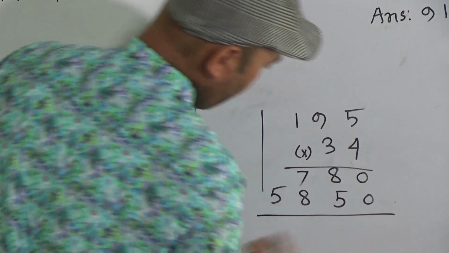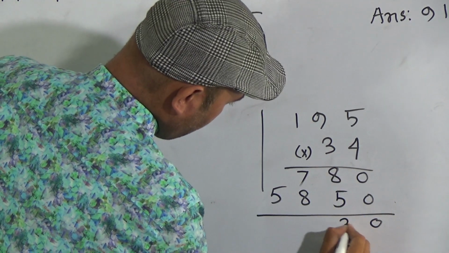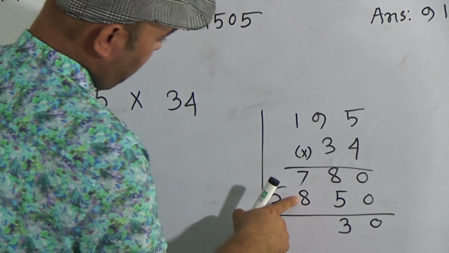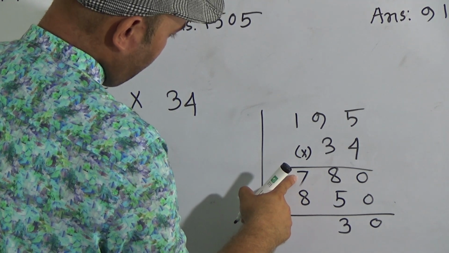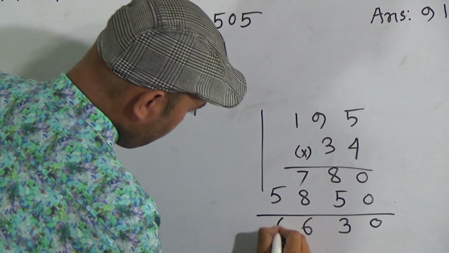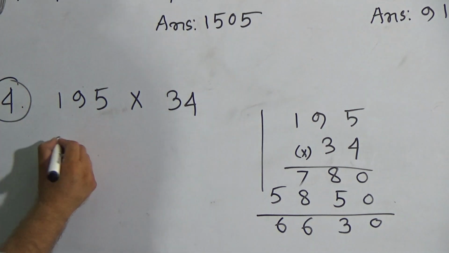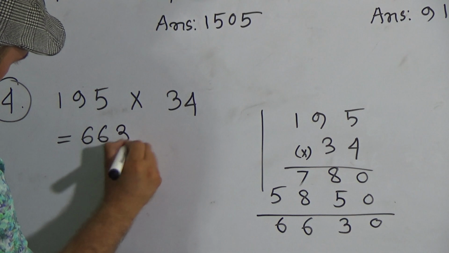Now add these numbers, 0 plus 0 it will be 0. 5 plus 8 it will be 13. You carry 1. 8 and 1 is 9. 9 and 7 is 16, and you carry 1. 5 and 1 it will be 6. So the answer is 6,630.